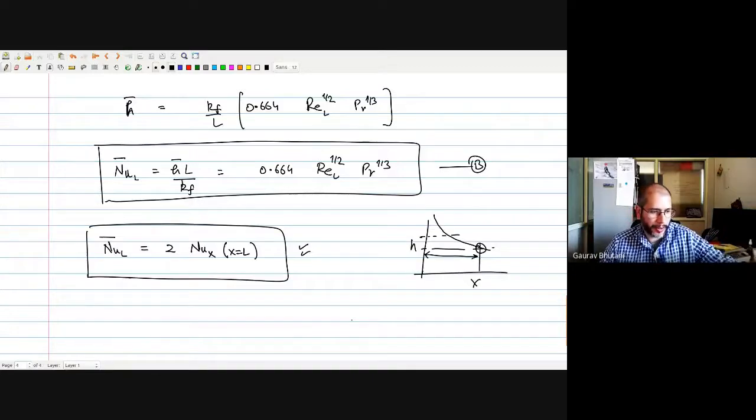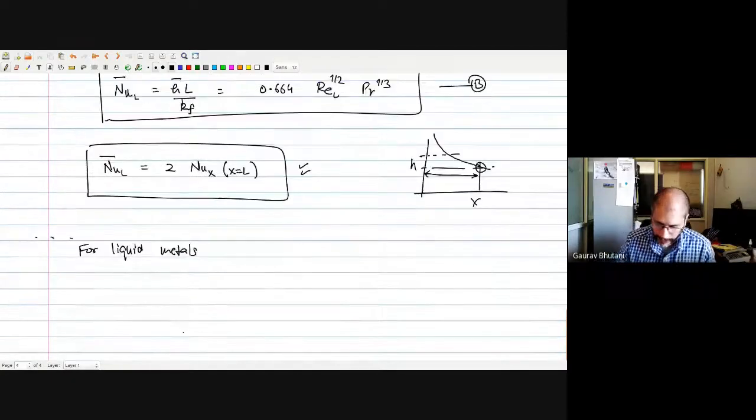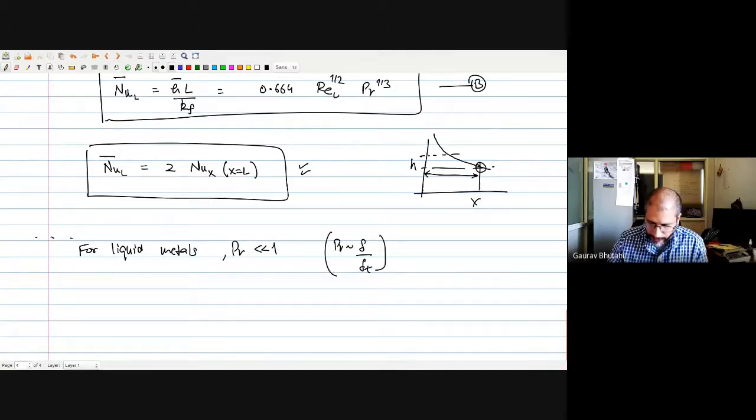But of course, you may have situations like, for example, liquid metals, where the Prandtl number actually is very small. We mentioned earlier that for liquid metals, your Prandtl number is much less than 1, because the Prandtl number, which was delta upon delta T, was the Prandtl number to the power of some positive constant. So for liquid metals the thermal diffusivity is much higher than the momentum diffusivity.